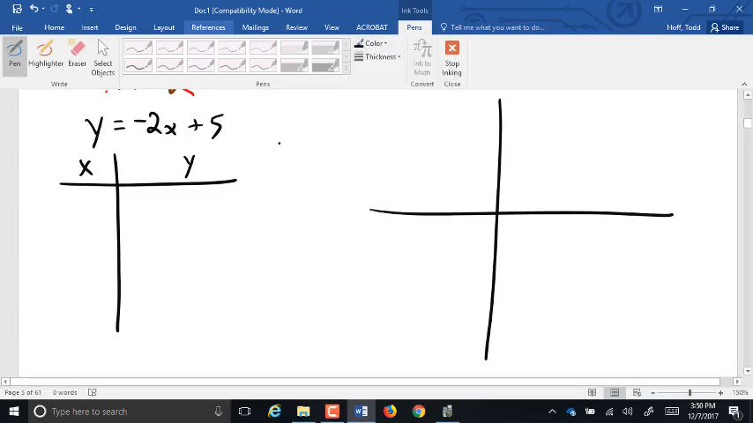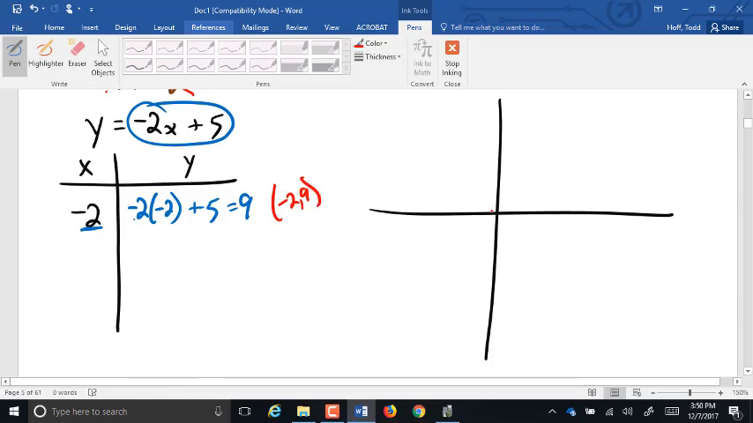For example, if I pick negative 2 for x, well then y has to be negative 2x plus 5. Well, we put in where the x is, we put in the negative 2. So negative 2 times negative 2 plus 5. That calculates out negative 2 times negative 2 is positive 4 plus 5 is 9. So that gives us the point negative 2, positive 9. So negative 2, positive 9 is right there.